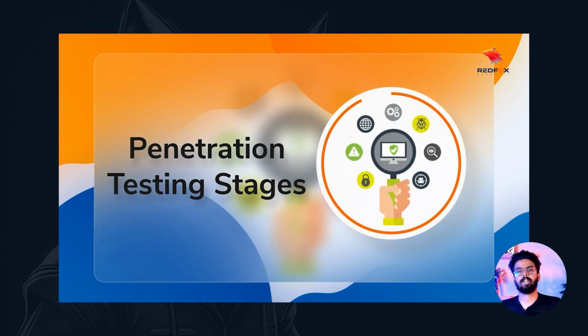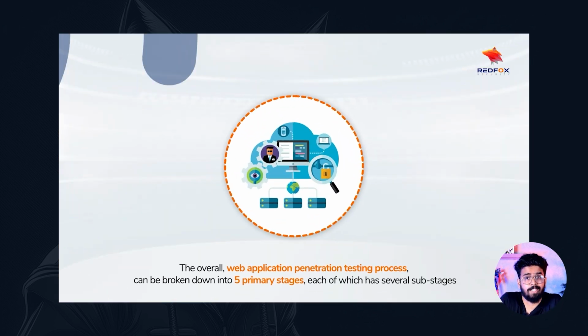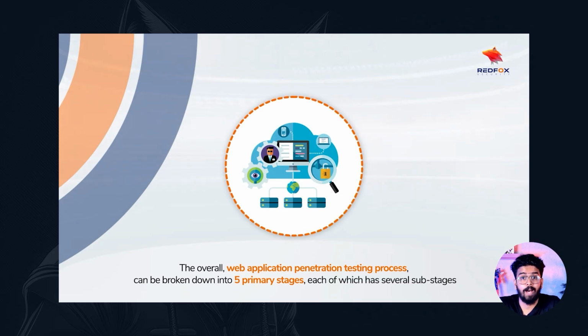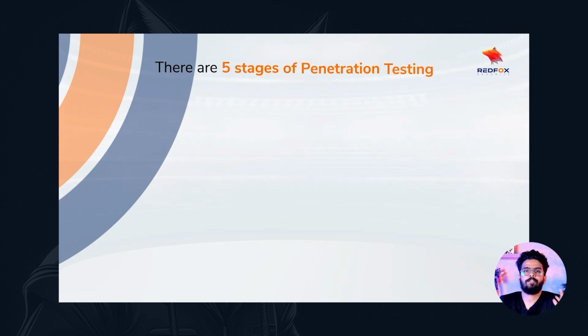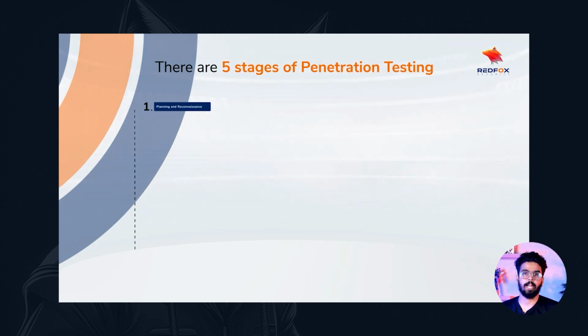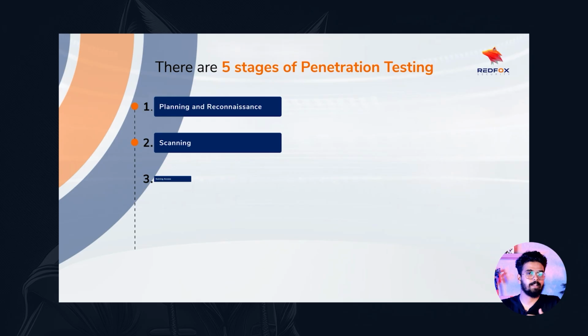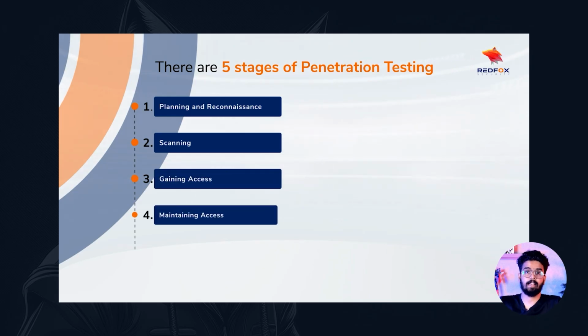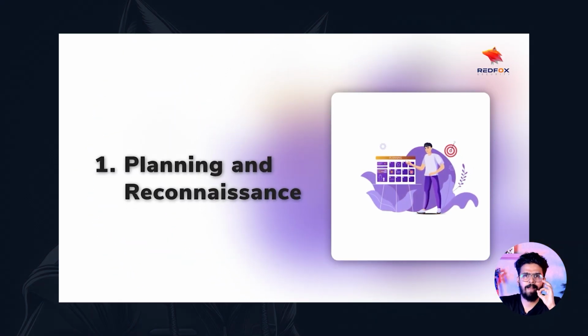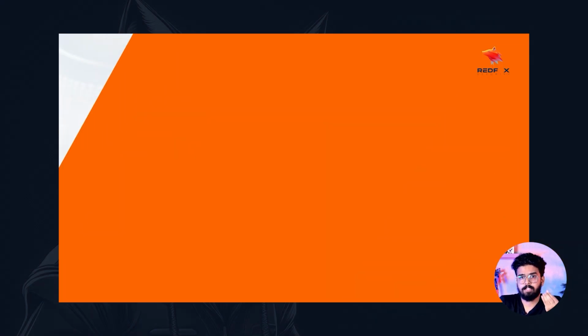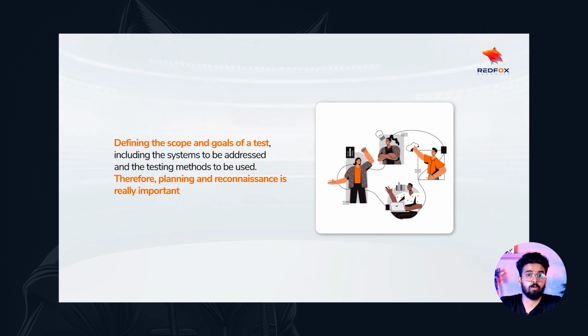Moving on to the stages of penetration testing, the overall web application penetration testing process can be broken down into 5 primary stages, each of which has several sub-stages. There are 5 stages of penetration testing: planning and reconnaissance, scanning, then there is gaining access, maintaining access, and the final one being covering the tracks. Let's start with the first stage, that is planning and reconnaissance. The first stage involves defining the scope and goals of a test, including the systems to be addressed and the testing methods to be used. Therefore, planning and reconnaissance is really important.